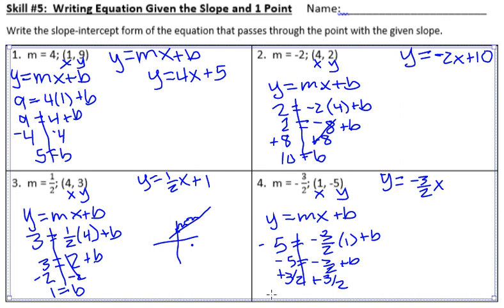So that is negative 5 plus 3 halves, and I am getting negative 3.5. So I'm going to write that as a fraction. That really gives me a b value of negative 7 halves. When I did negative 5 plus 3 halves, I put that in parentheses, and when I add, I get negative 3.5, which is negative 7 halves. So I have y equals negative 3 halves x minus 7 halves.